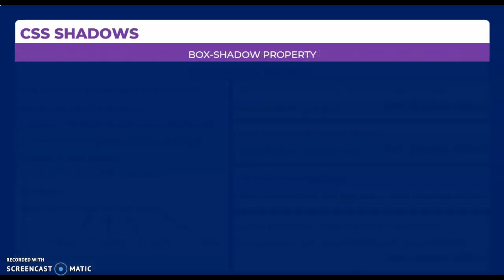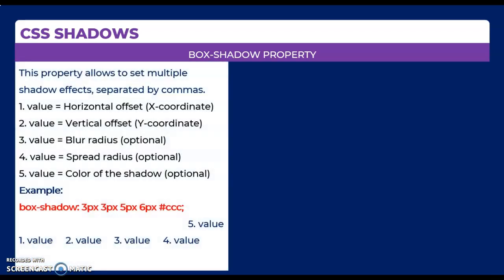Now let's see how to use the box-shadow property. The box-shadow CSS property adds shadow effects around an element's frame. We can set multiple effects separated by commas. A box shadow is described by X and Y offsets relative to the element, blur and spread radius, and color.